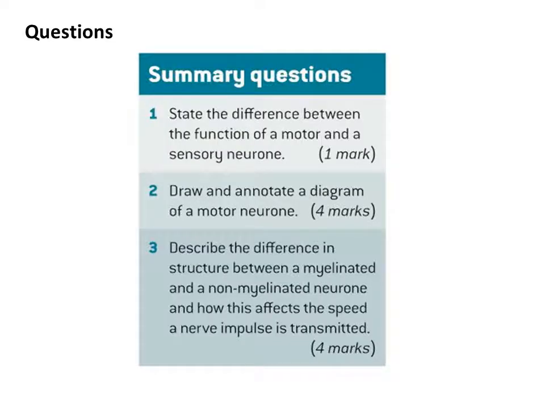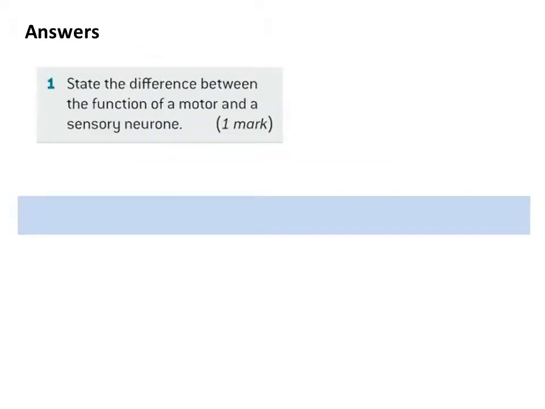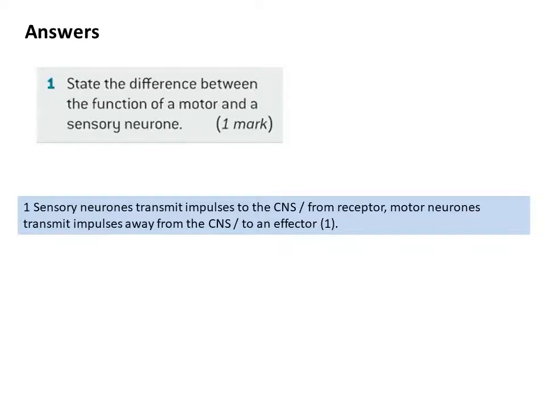So having just a quick look at a couple of questions: state the difference between the function of a motor and a sensory neurone for 1 mark. Draw and annotate a diagram of a motor neurone, and describe the difference in structure between a myelinated and non-myelinated neuron and how this affects the speed of nerve impulse transmission. So the difference between the function of a motor and a sensory neurone: sensory neurons transmit impulses to the central nervous system from a receptor. Motor neurons transmit the impulses away from the central nervous system to an effector.